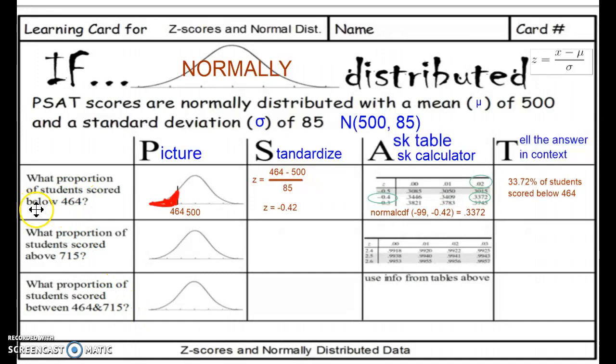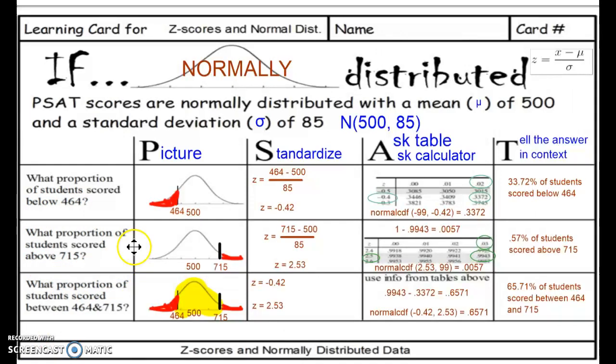So this is a below problem, this one's an above problem, and this is a between problem. They're all just slightly different. So we'll go through this second one right now. The proportion of students who scored above 715. I've drawn my picture. 715 is right here, and there is the area that is shaded.